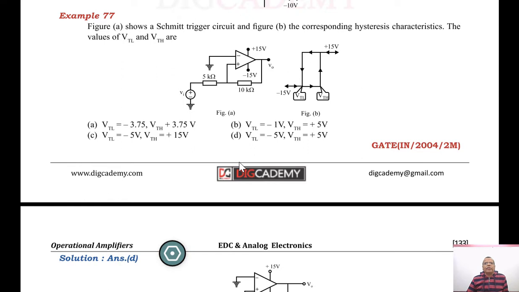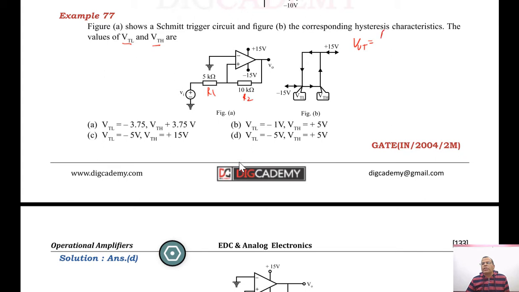Figure A shows the Schmitt trigger. This is the Schmitt trigger given to you, and figure B the corresponding hysteresis characteristics. You are given hysteresis characteristics. You have to find the upper and lower threshold voltages. Again the procedure remains same. What is upper threshold voltage? Say this is resistance R2, this is resistance R1.